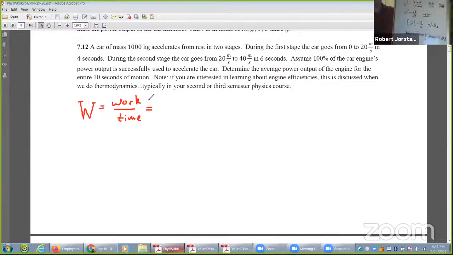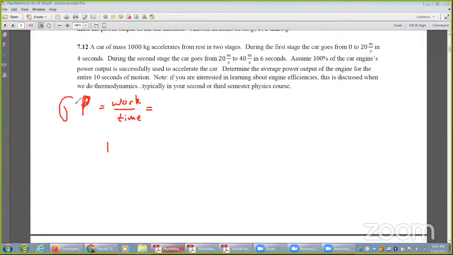Okay. Do we know the work? How do you get the work? How do we get the work? Whoops, I wrote a W there. Excuse me. I was trying to say power is work over time. Delta K, yeah, force times displacement.